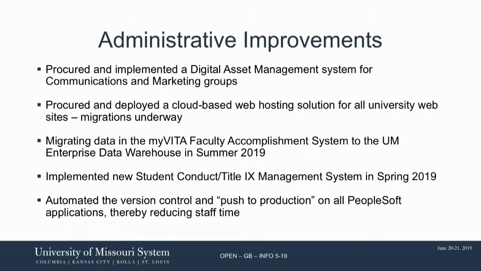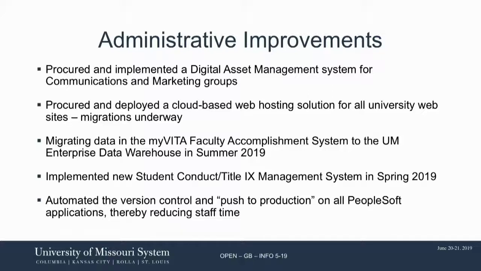As it relates to other compacts like outreach and engagement, we procured and implemented a digital asset management system for communications and marketing, and have deployed a cloud-based web hosting solution that will be available soon to all 4 universities, and we're doing migrations on websites now. In the academic space, we will have incorporated the MyVita faculty accomplishment data from the cloud into our local enterprise data warehouse. No determinations on reporting or not in that respect, but the ability for us to do manipulations of data locally is going to be present with us soon.